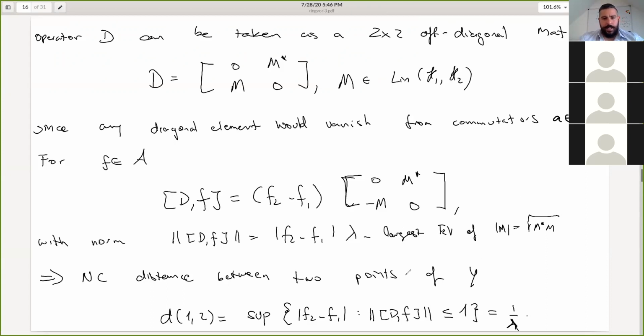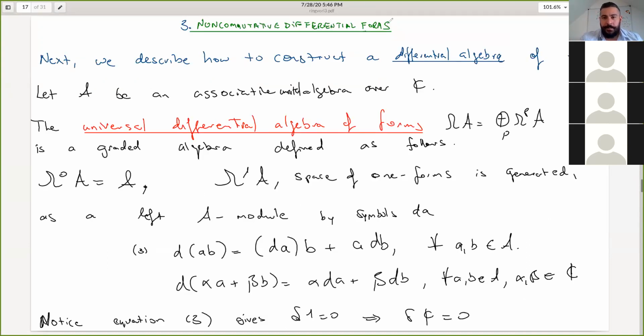So the non-commutative distance between the two points is such that if f2 minus f1 has norm of the commutator less than or equal to 1, the distance has to be 1 over lambda. So all these distances are equal to 1 over lambda. It's a very nice spectral triple. So okay, these were the spectral triples.